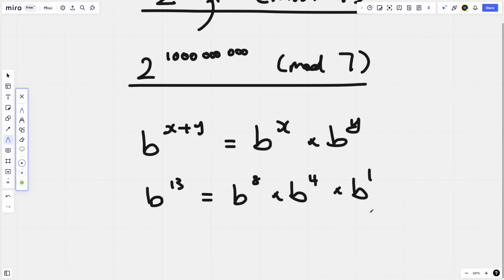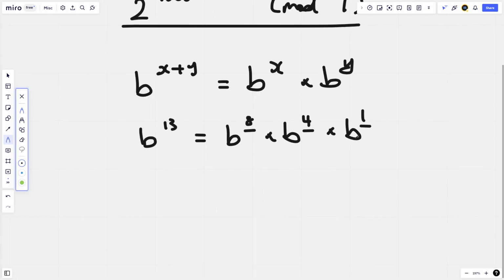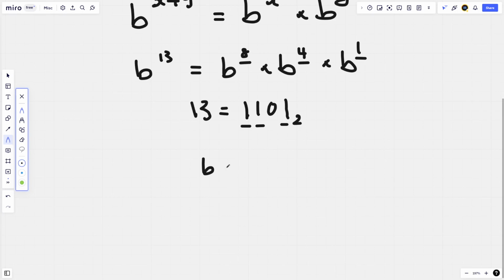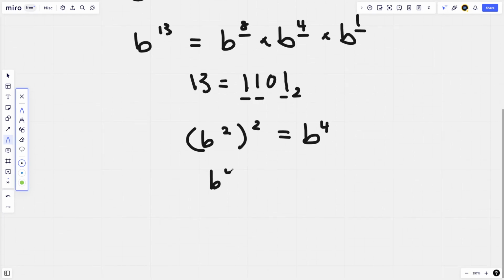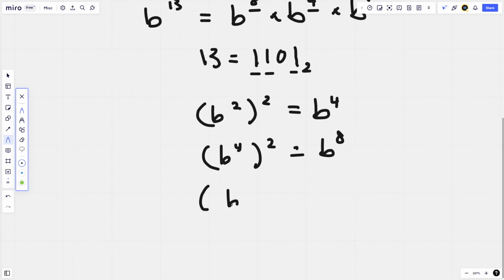Now why did I split it up this way? Well, these are all powers of 2, right? In fact, 13 in base 2 is equal to 1101, representing 8 plus 4 plus 1. Why is this important though? b squared is equal to b to the 4. b to the 4 squared is equal to b to the 8. b to the 8 squared is equal to b to the 16.